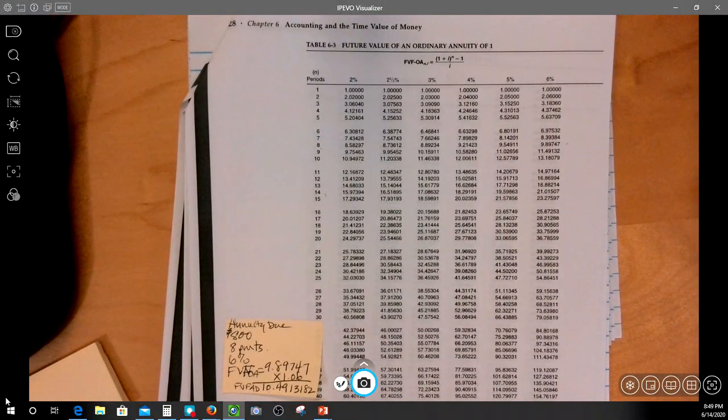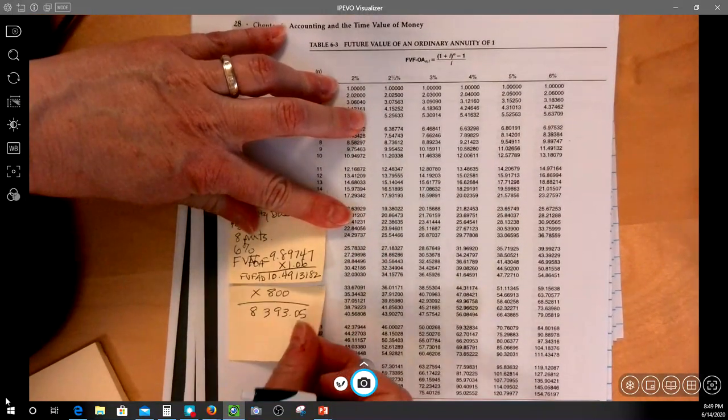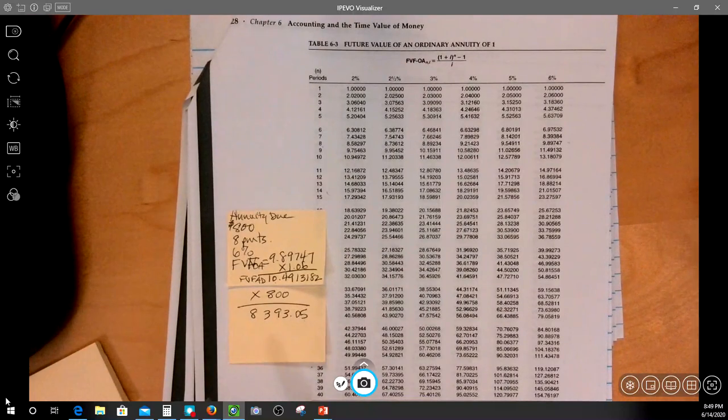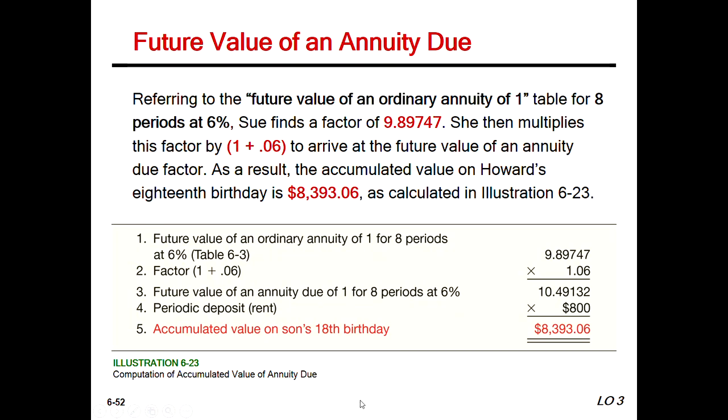Close anyway. Where are we? I'm going to pull these up. Here we go. $8,393, and I got 5 cents. So some rounding differences, but that's all. Okay, so that's the future value of an annuity due.